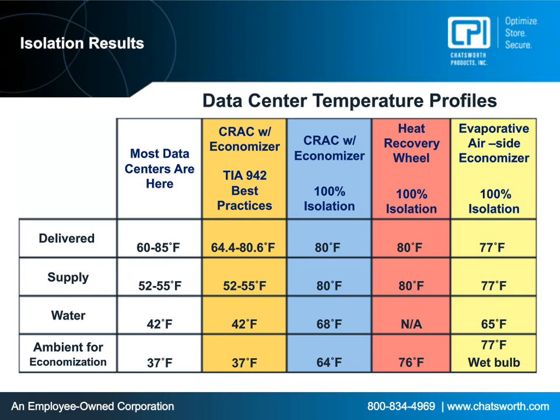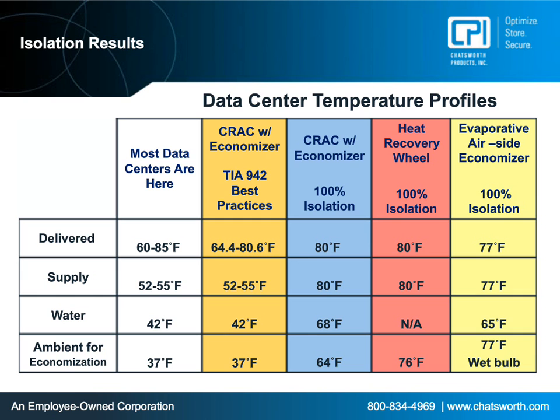Everything is blocked off in your cabinet, but you have no containment. You have a pretty big swing of delivering your air. You could have from 65-degree air to 80.6, and you can't control that. Once you isolate it, you know you're controlling your supply air, and you can do about 80 degrees, maybe 77, maybe 75, depending on how comfortable you are and what else is contaminating that supply air. But once you do that, you can start economizing.